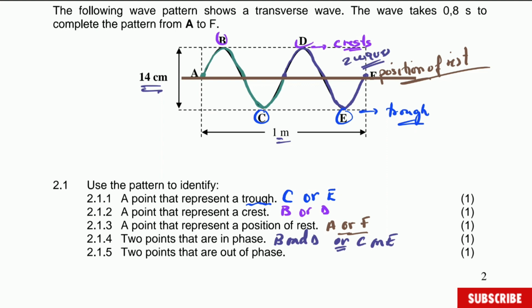Okay, now two points that are out of phase are obviously points that have different motion at different times, and in this case the points that are out of phase will be B and C, or could be C and E, or could be D and E, or could be C and D.